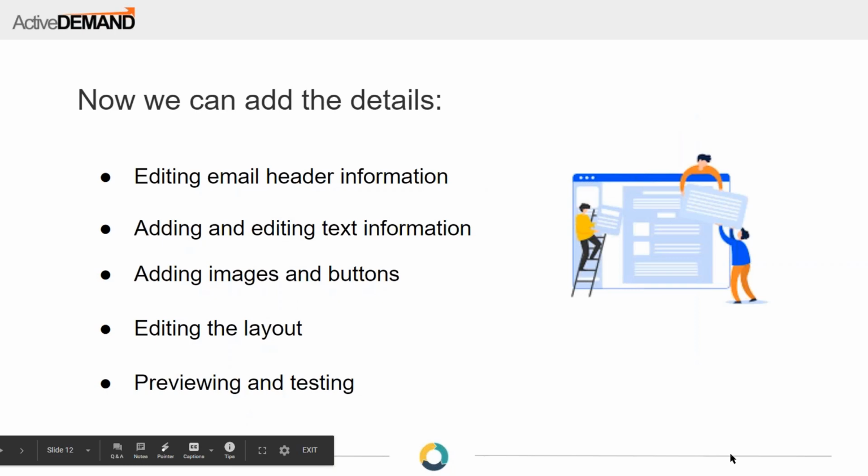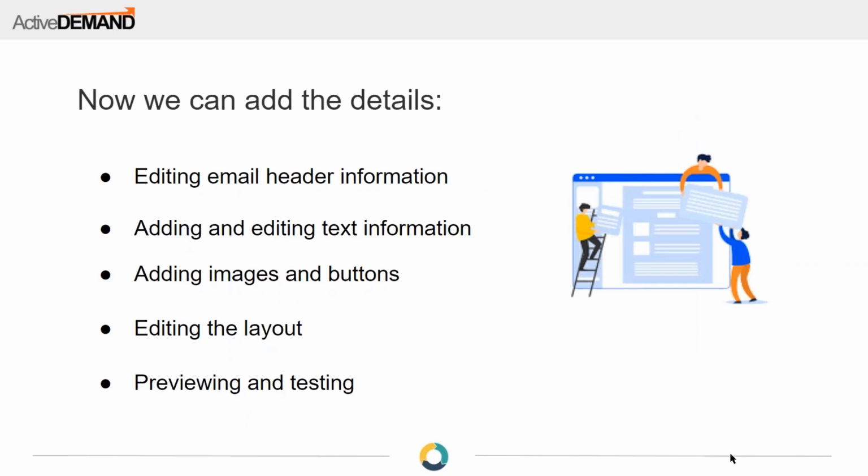Okay, so now that we've gone ahead and chosen a blank template, or a blank slate, to start with, let's start adding some details to this template. We're going to talk about, again, your email header information, which is very important. I'm going to walk you through how to add text information and how to edit that information. I'm going to walk you through how to add images and buttons if you'd like, and how to edit those.